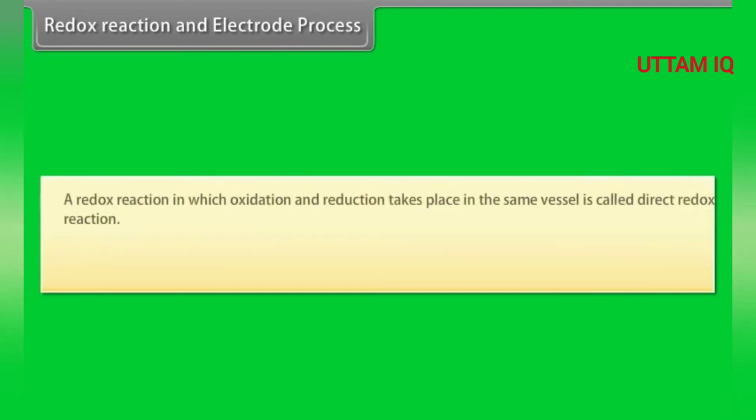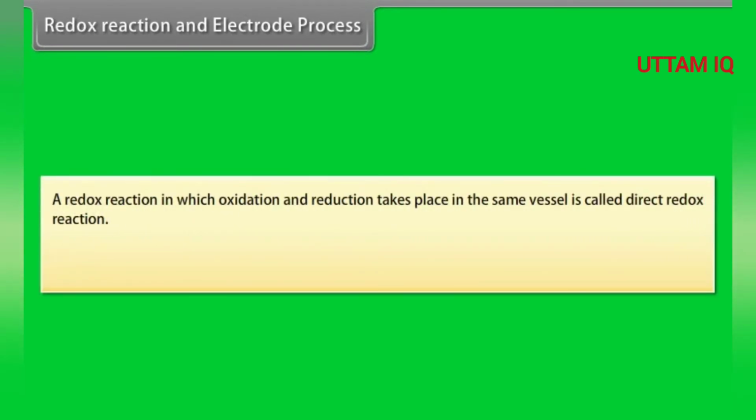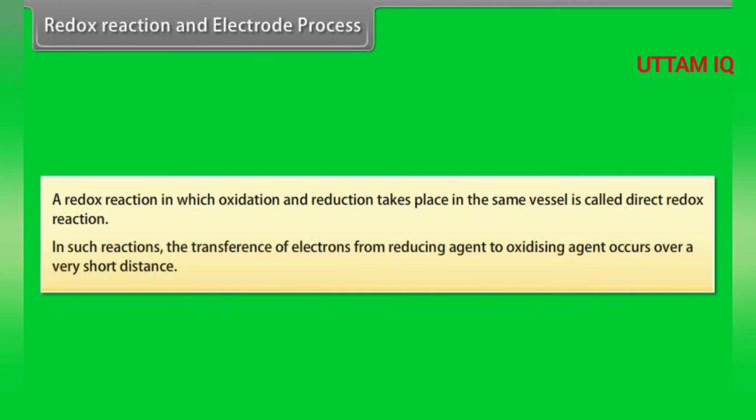Redox reaction and electrode process. A redox reaction in which oxidation and reduction take place in the same vessel is called a direct redox reaction. In such reactions, the transference of electrons from reducing agent to oxidizing agent occurs over a very short distance.